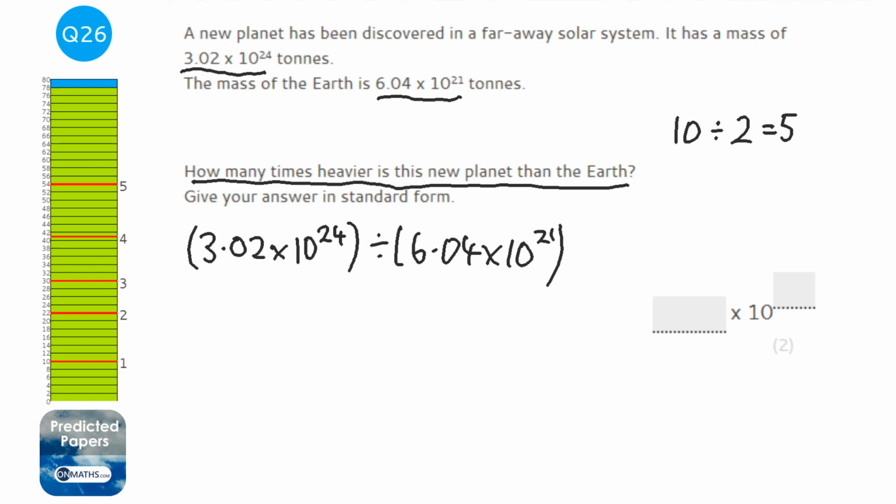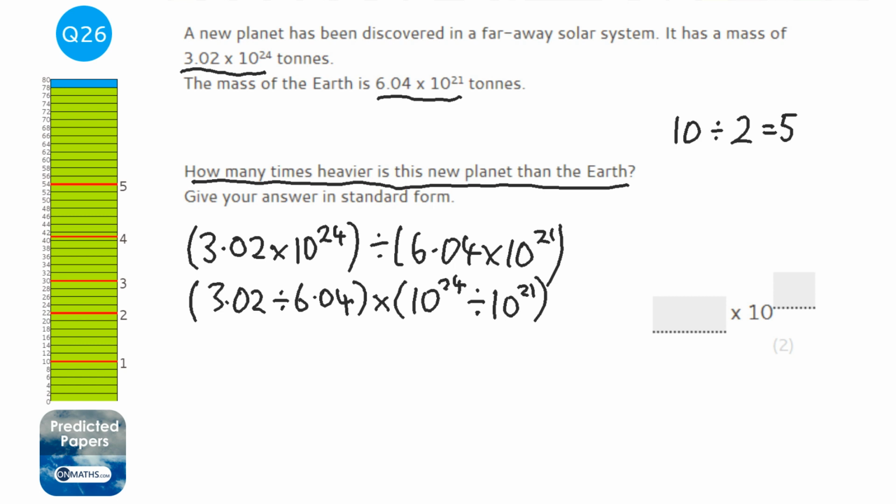Now the way of dividing these is we pair up the numbers together, and we pair up the 10 to the powers together. Okay, so 3.02 divided by 6.04. Well, if you write that as a fraction, you'll see that the top number, the 3.02, is half as big as 6.04. So the answer to that is just 0.5. Then with powers, if you divide, you take them away. So 24 take away 21 is 3.